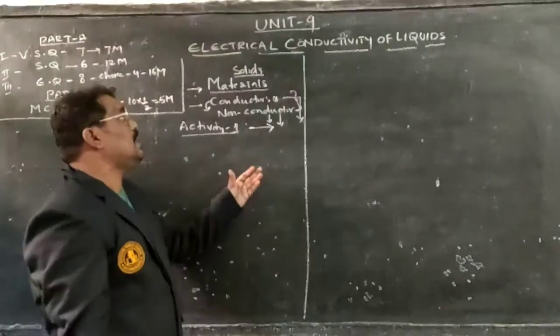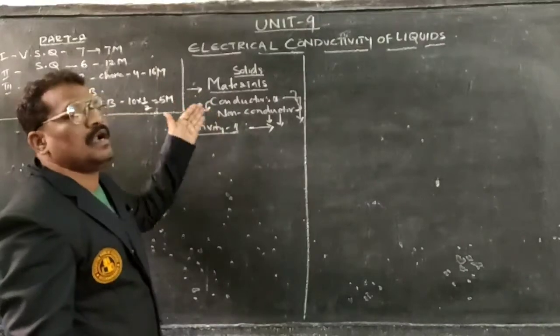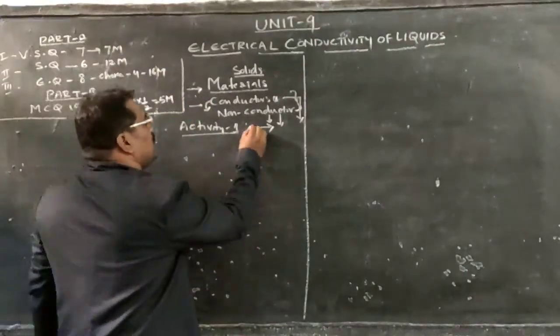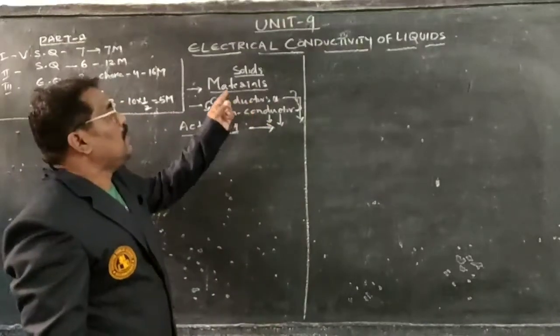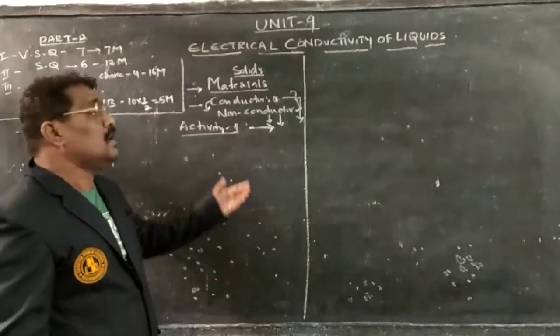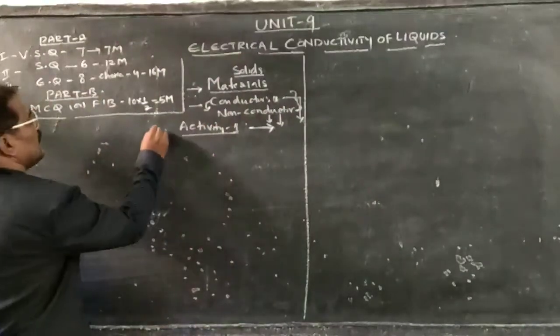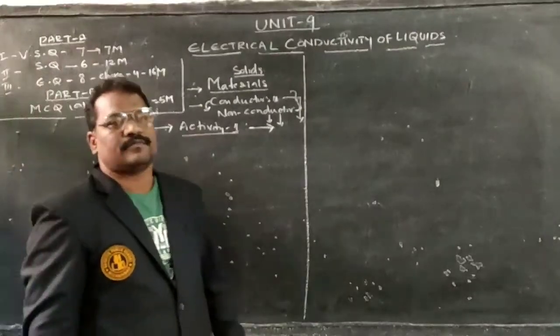That particular phenomenon can be asked in activity 8 in the form of testing of the material. What material are we testing? Whether the material is a conducting material or non-conducting material. Explain an activity to determine, by testing the concerned material, whether it is a conductor or non-conductor. That particular question can be asked here.